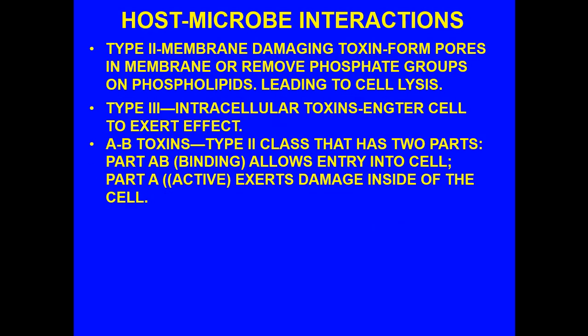What about type 2, type 3? Type 2 is a membrane-damaging toxin, and it forms pores in the membrane. Or it may actually remove the phosphate groups on phospholipids. Basically, it acts like an enzyme and pops off the phosphate. And so what you end up having is the destruction of the cell membrane, which eventually leads to cell lysis.